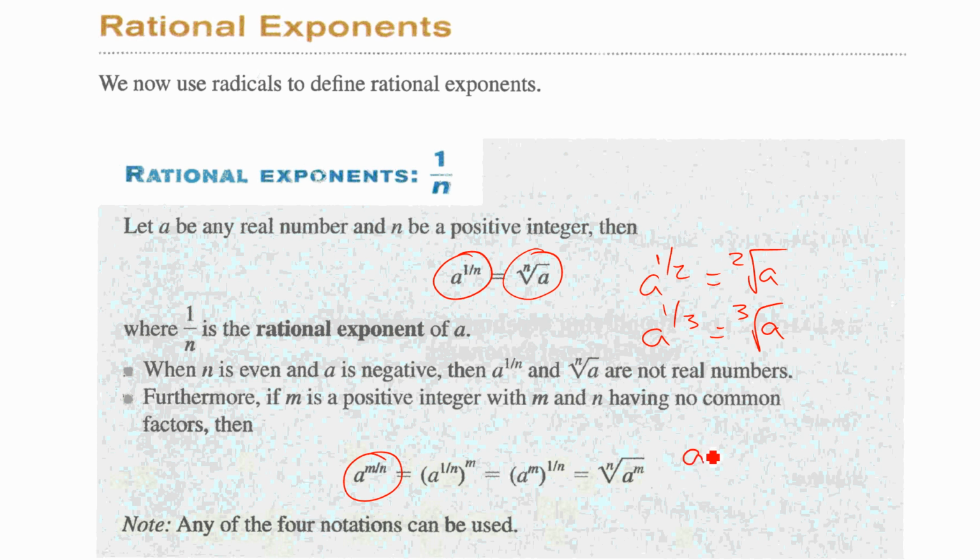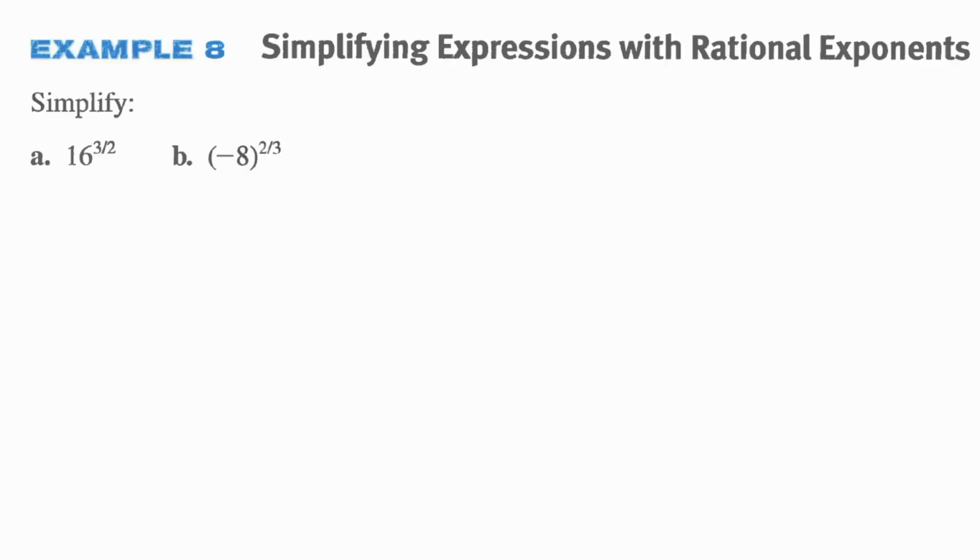So a to the 3/2 is, from the denominator, square root of a cubed. That's where the 3 comes from. All right, so let's try some of these. Simplify. So 16 to the 3/2 is the square root of 16 cubed. Now the nice thing with this is we can do it in either order. We can either square root first or cube first.